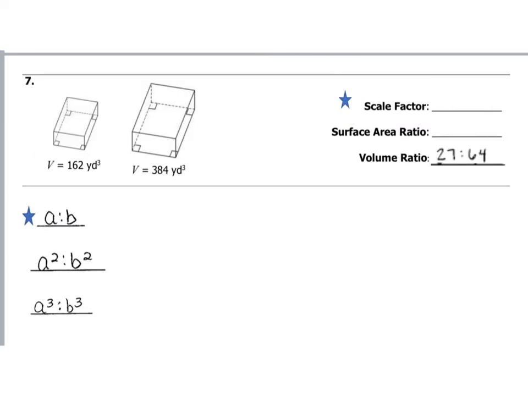Okay, so let's take a look at number 7. So for number 7, what am I given? I'm given volume. And the volume is 162 to 384. So you can put that in your calculator and hit math, enter, and it's going to simplify to 27 to 64. Remember we said that your scale factor is your home base? So we're going to get back to the scale factor.